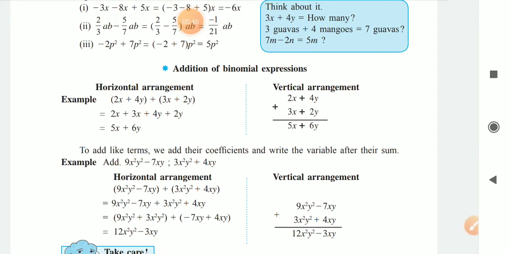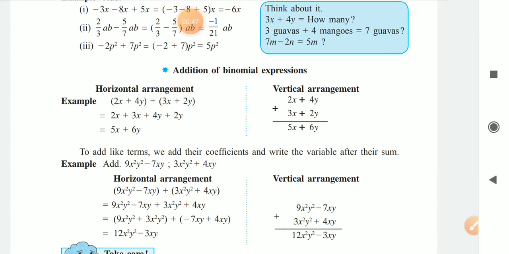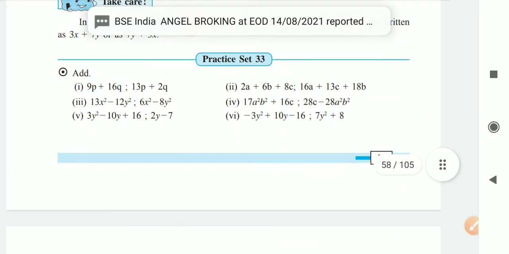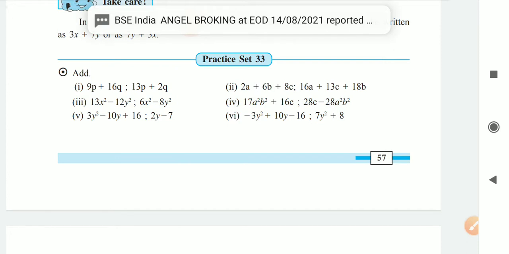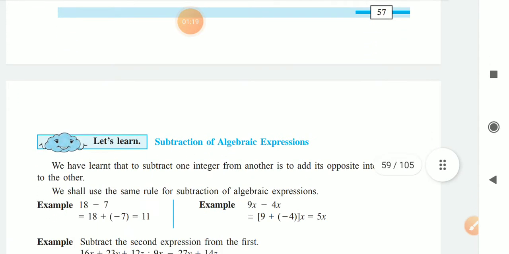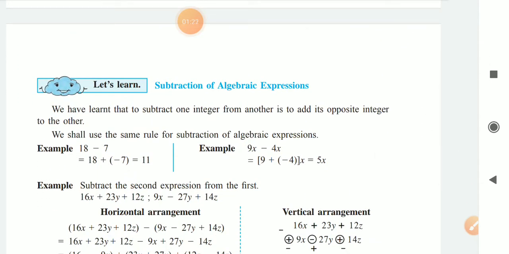Inside it I told you that if we want to add algebraic expressions, we have to add like terms, otherwise we cannot do the addition. I gave you the example that we cannot add bat and ball together, but we can add bat into bat and ball into ball. Similarly, if an x term is there, we can add it into the x term. If x square is there, we can add into the x square term. So in this way we have to do the addition. I told you to complete practice set 33. Today we are going to see the subtraction of algebraic expressions.